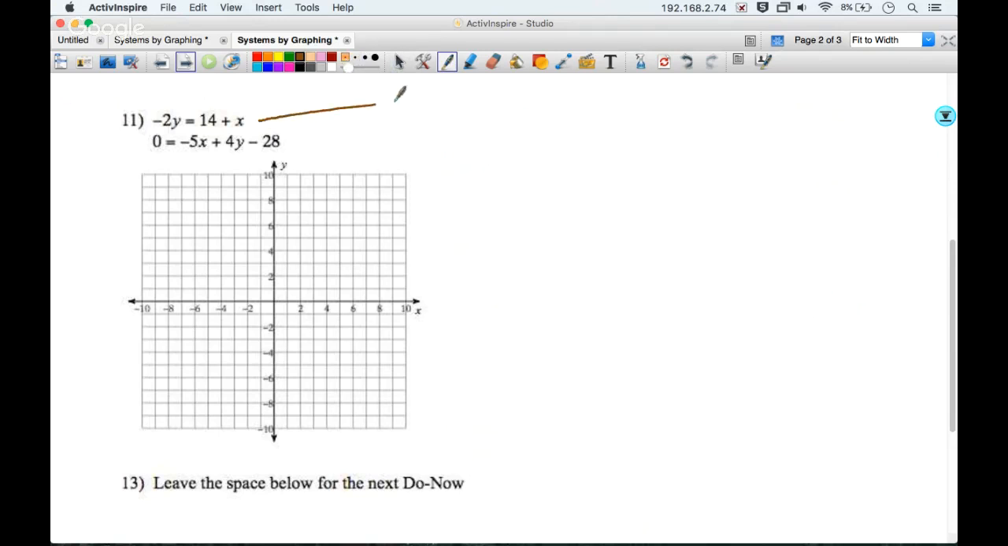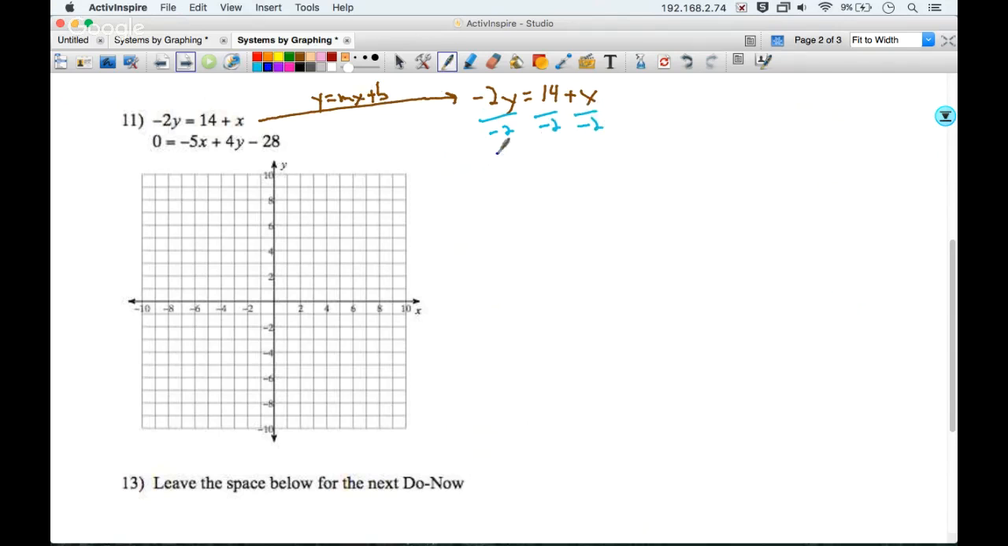So I'll take the first equation, write it off to the side. -2y equals 14 plus x. I want to make this look like y equals mx plus b. So how am I going to do that? Got to get y by itself. So I'm going to divide everything by -2. Divide by -2, divide by -2, divide by -2.